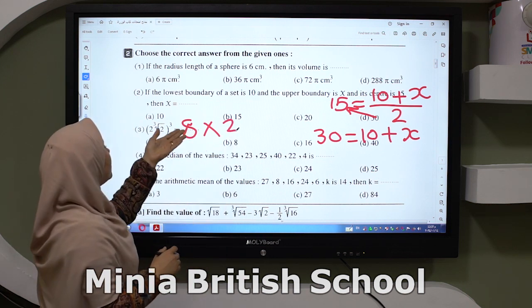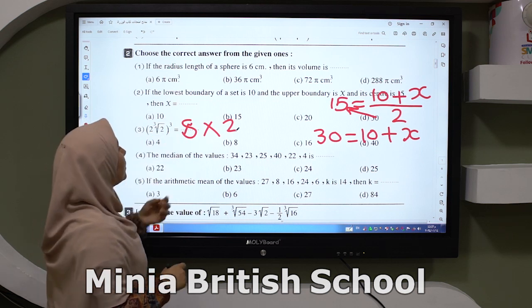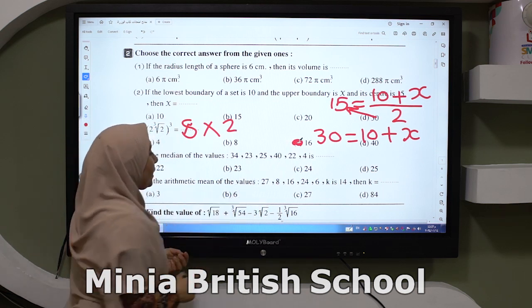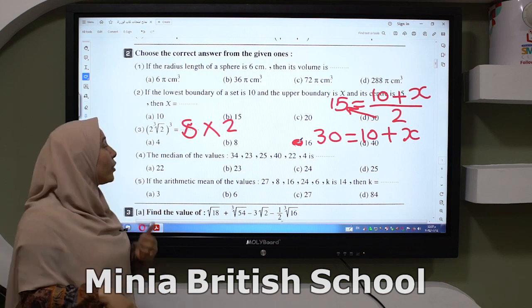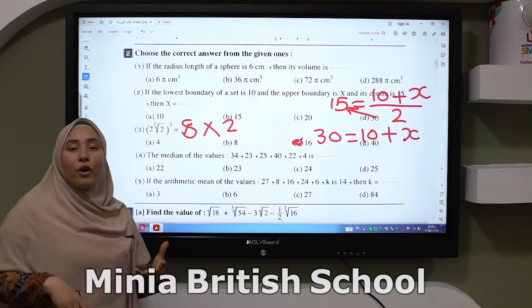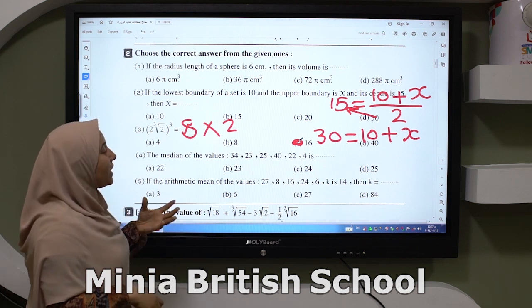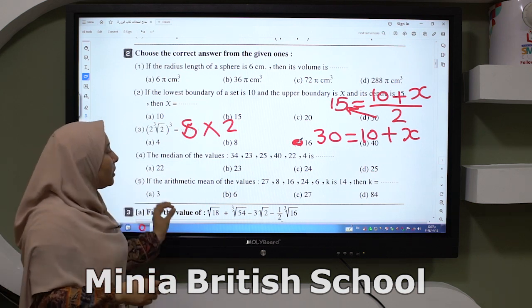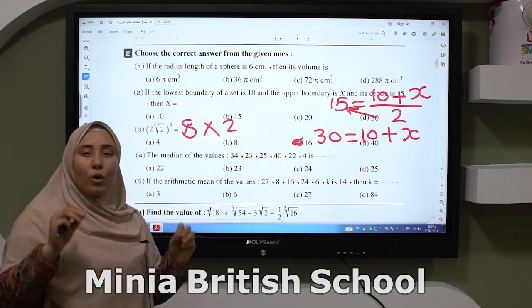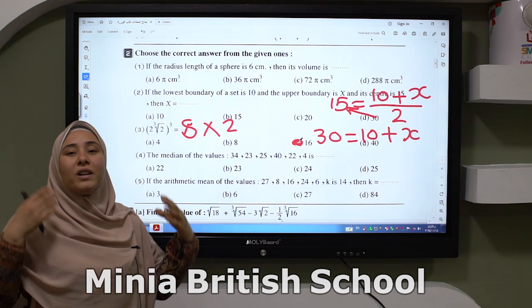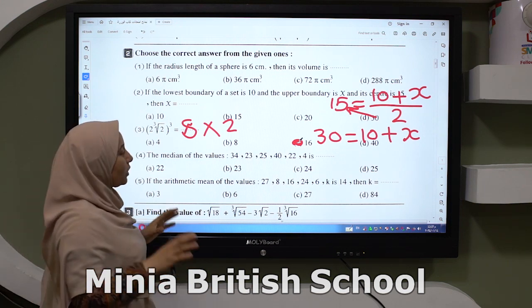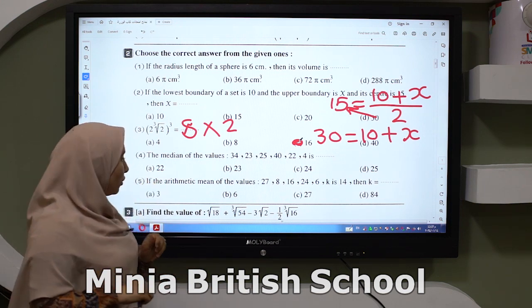Then 2 times 8 equals 16, okay? And number 4, the median of the values 34, 23, 25, 40, 22, 4 is what? To find the median for individual values, only arrange them in ascending or descending order as you like, okay? I will arrange them in ascending order.